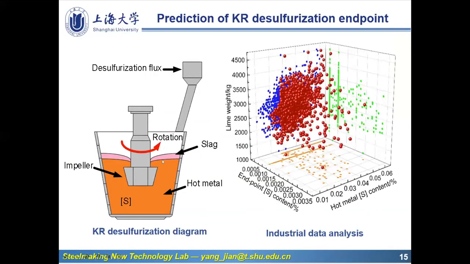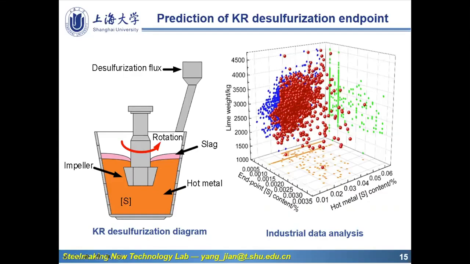And here is the KR process. And you know, there is an impeller, with the impeller inserted into the hot metal and rotated to stir the hot metal and the slag. So they can mix the slag and hot metal to desulfurize the hot metal, or remove the sulfur from the hot metal and float it up to the slag. So here is the industrial data analysis for the endpoint of the sulfur content, and it is influenced by the lime weight and also by the hot metal sulfur content.